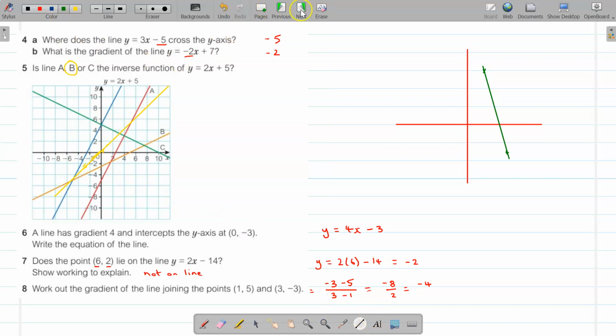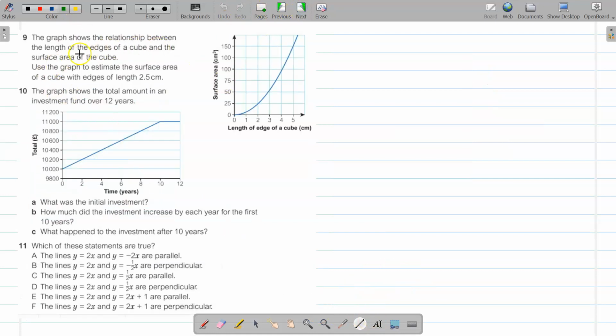Next question. Okay, number 9, the graph shows the relationship between the length of the edges of a cube and the surface area of the cube. Use the graph to estimate the surface area when the edges are 2.5. All you do is this, but show the working out by drawing it on the graph. So the length of the edge is 2.5, so it's about there. Draw a line up, hit the curve, and then come across and read off what you get.